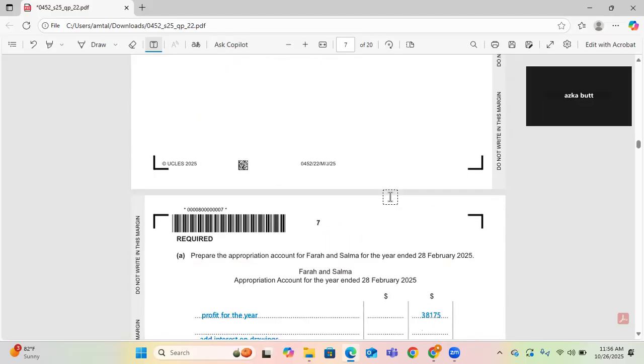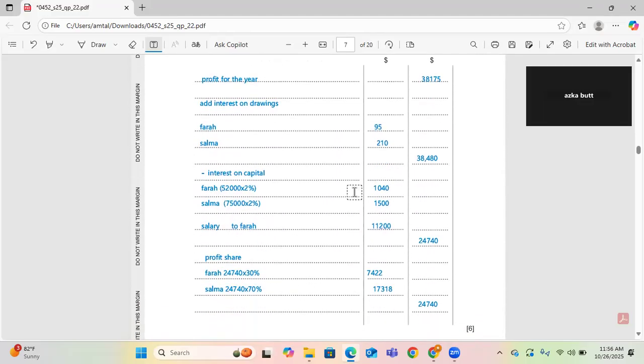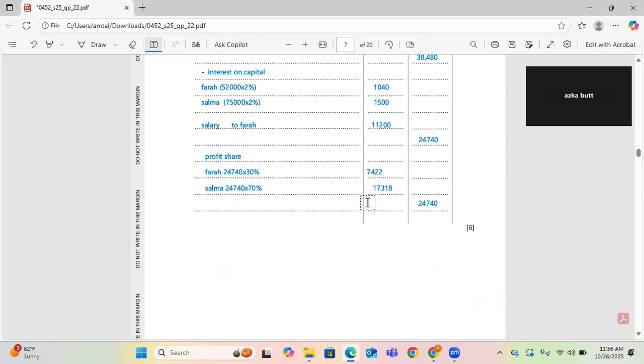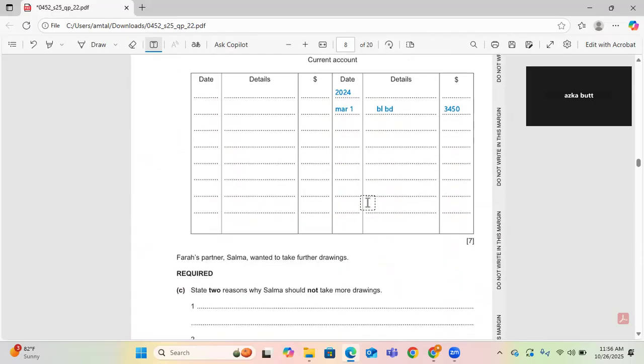So here we have interest on capital for Farah, that was 1040, and salary also given to Farah, that was 11,200, and share of profit was 7422. So we need to write everything here, and that was about the year end 2025 Feb 28.